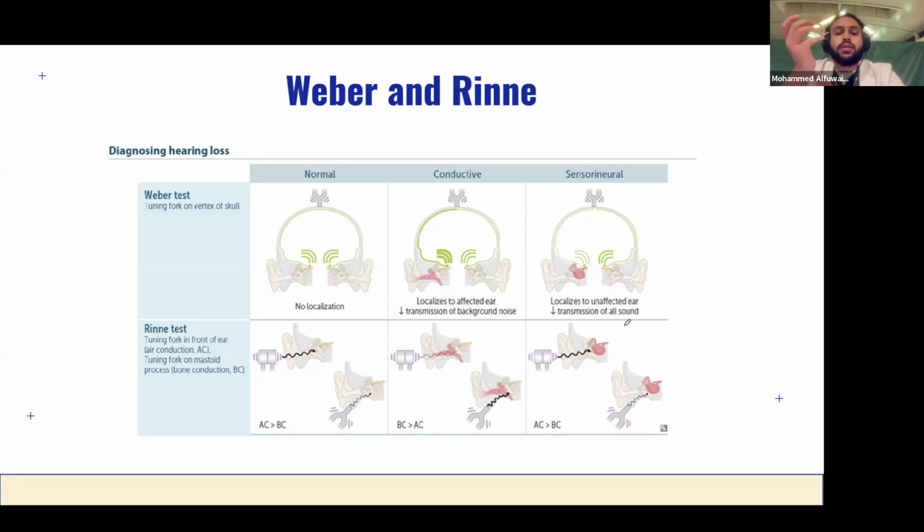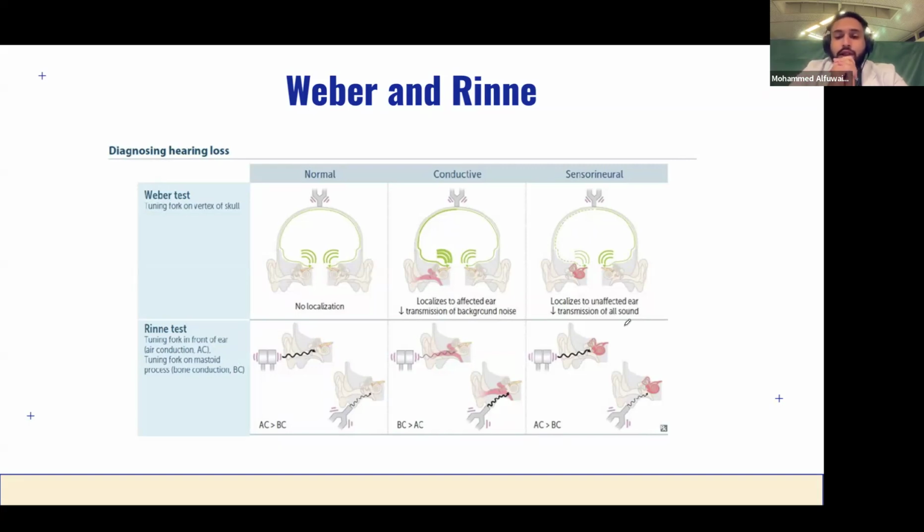How do you do this? Firstly, clinical testing, other than history, which will tell you everything. But clinical testing is Weber and Rinne. We use a tuning fork. The frequency of this tuning fork is 512 hertz because it's closest to the normal ear. This is just common knowledge that you should know, especially for examination. 512 hertz.